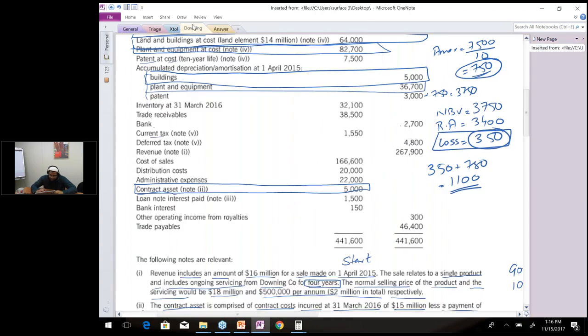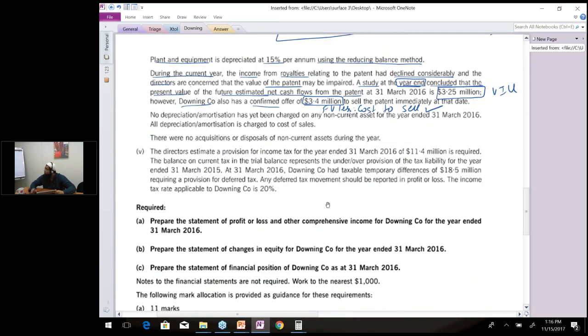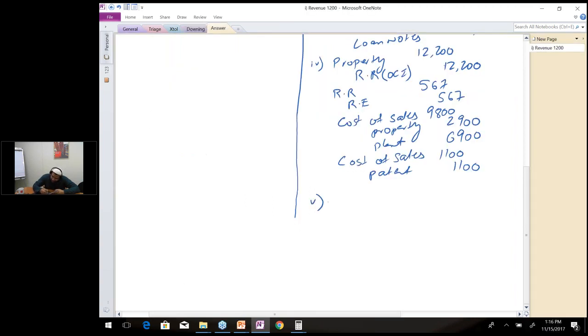Now let's move on to the adjustment number 5, which is the last adjustment, which relates to tax and the most easiest one. But the question says that the directors estimate a provision for income tax for the year to 31st March 2016 at $11.4 million. So if I write the entry, I'm going to say tax expense debit and provision for tax credit by 11,400.